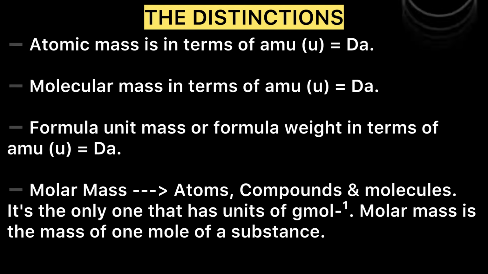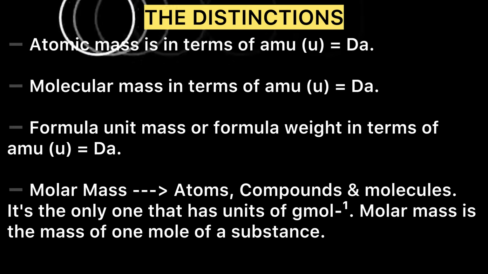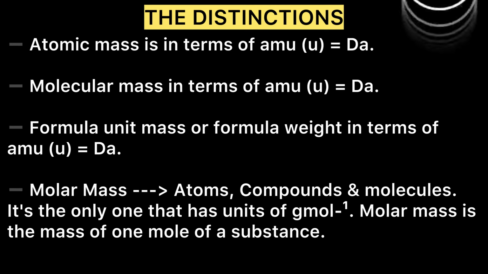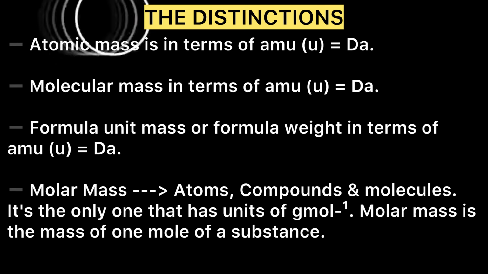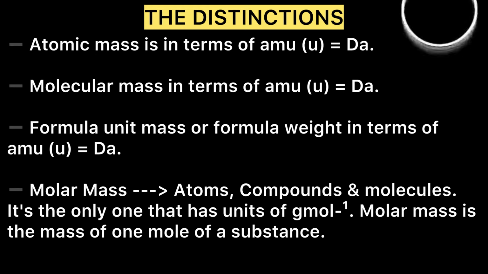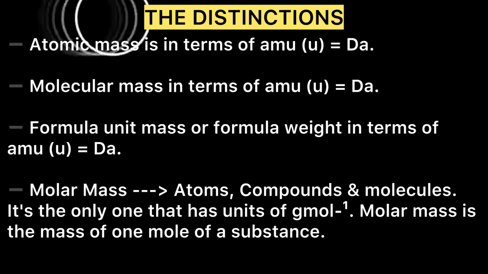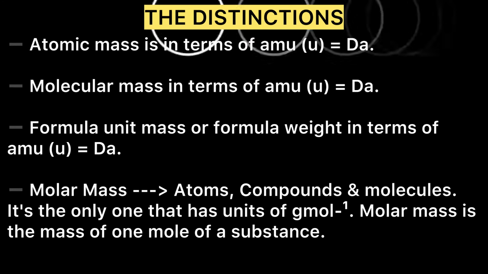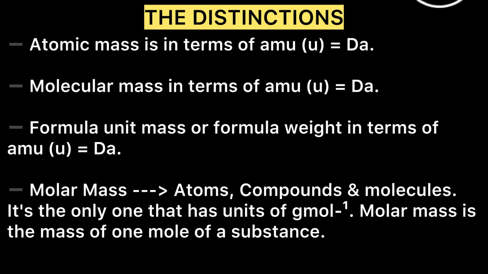But formula mass, atomic mass, molecular mass, or if you add relative, the ones that involve ratio, they don't encompass that at all. So they don't have unit at all, and molar mass encompasses all of them. Atomic mass involves atoms, molecular mass involves molecules or covalent compounds, while formula mass involves ionic compounds. Hope you are able to get the distinction between all of them.